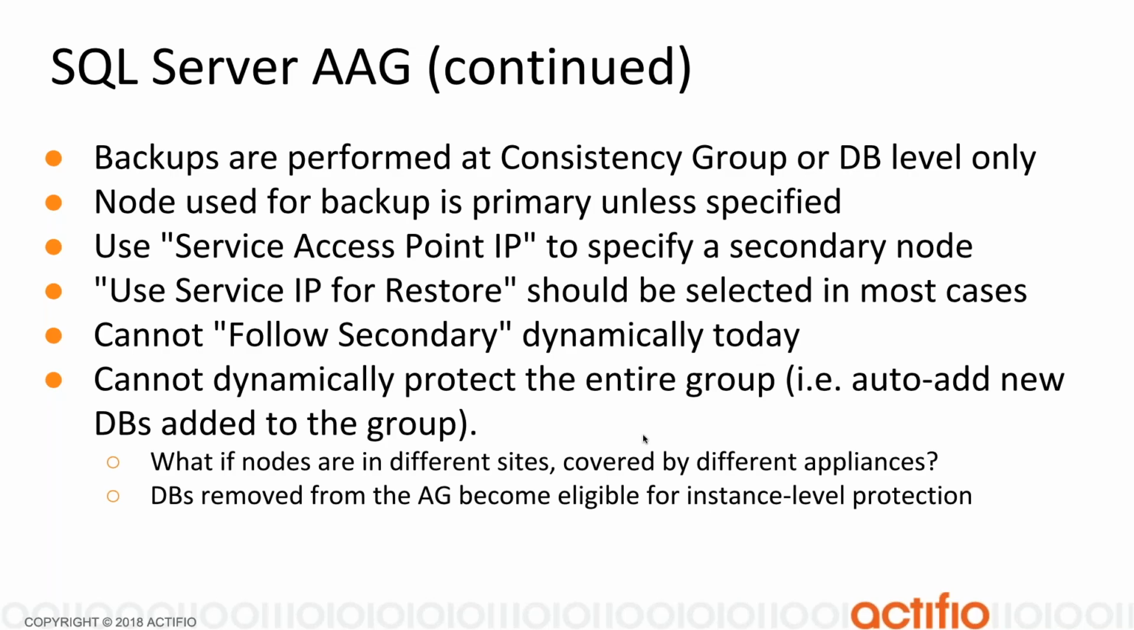For example, I already talked about the different sites, but what if you take a database out of an availability group? Well, that database is now a standalone database. It is eligible, if you will, to be backed up as part of the instance. And then when you add a database to an availability group, it effectively stops being an independent database and it becomes linked to the group.